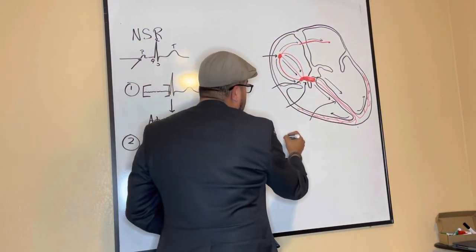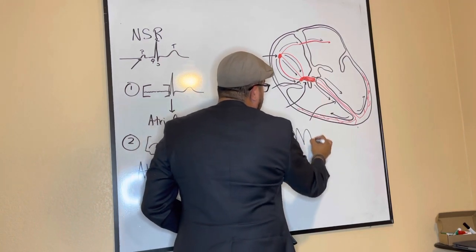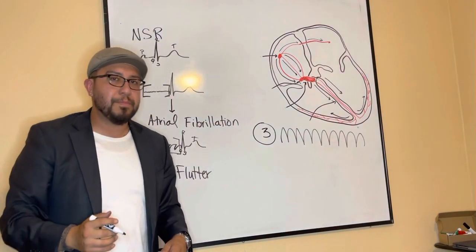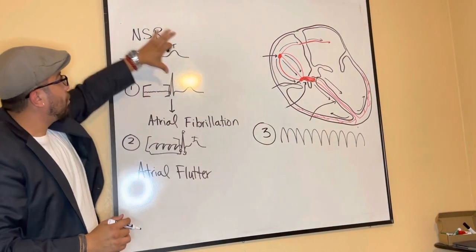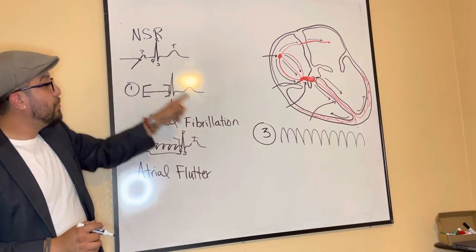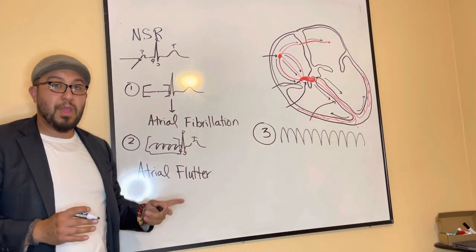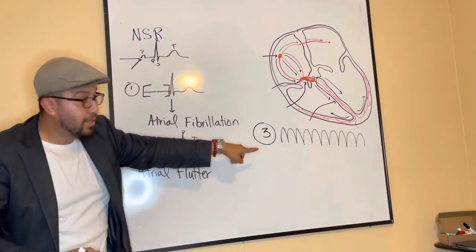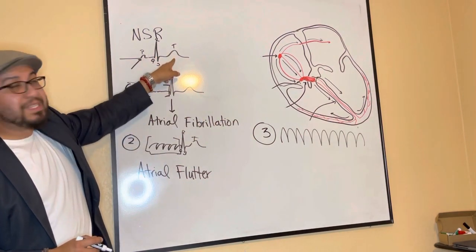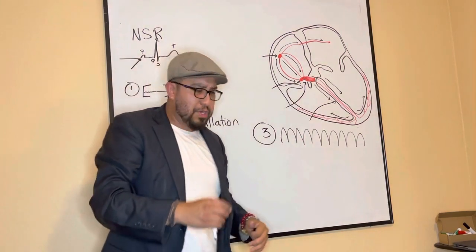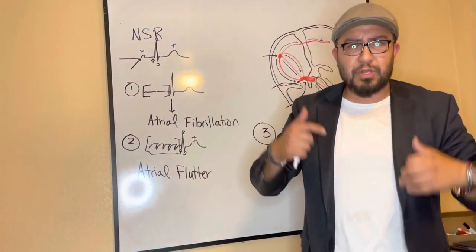What if you have something like this? Now this is something new. Notice that we have to go back to normal sinus rhythm. This is what it's supposed to look like. Do we see a P wave? No. Do we see what a QRS is supposed to look like? No. And do we see a T wave? No. But we see something different. We don't see a P wave, we don't see a QRS, we don't see a T wave.